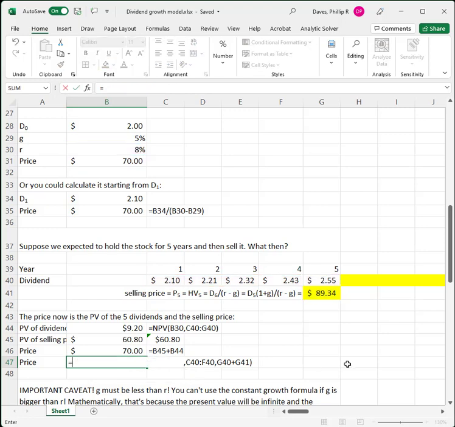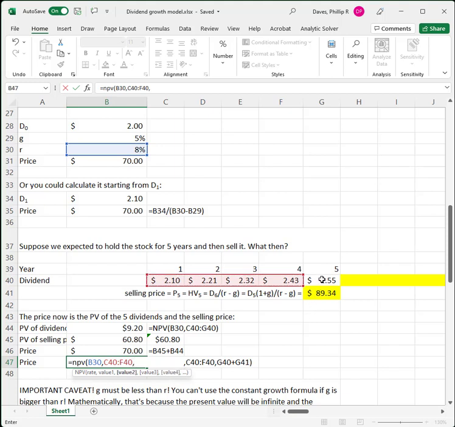the calculation, equal NPV. The way you do this is you point to the discount rate, type in a comma, and now highlight up through year 4. So C40 colon F40 is the way that Excel expresses a range, and that's the range from C40 to F40. But we're not done. We need these two pieces as well, G40 and G41. We need to add those together. How do we do that?